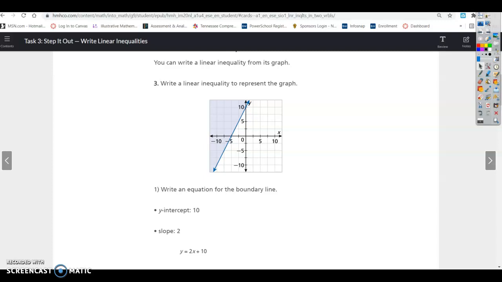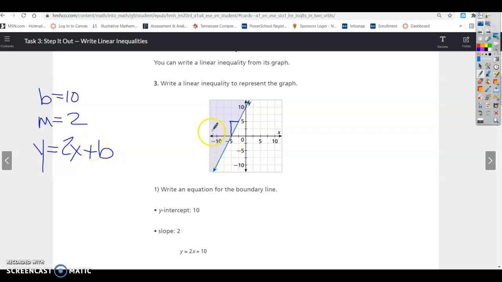There's a few things we can see given the graph. We can see that the y-intercept is 10, so b equals 10. And we can see that the slope is rise 2, run 1. So the slope, 2 over 1, is 2. So you can quickly write an equation, y equals mx plus b.